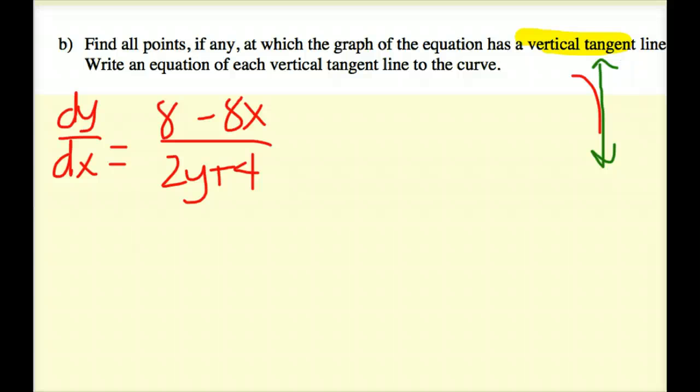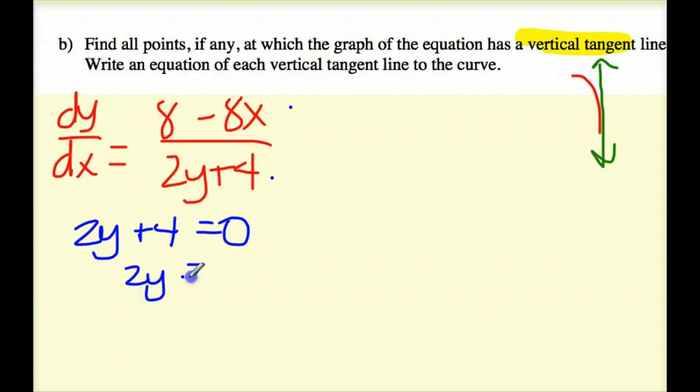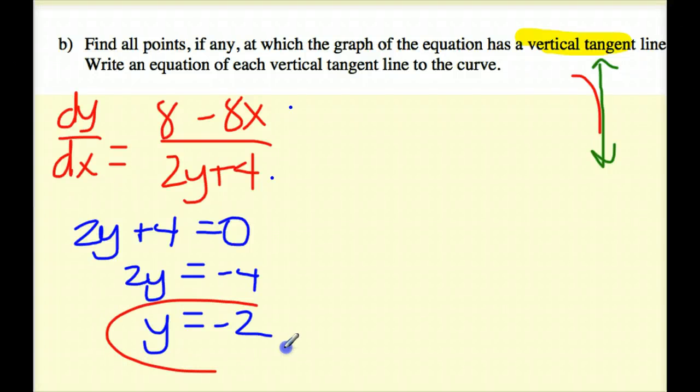Well, according to our last problem, I can't set the numerator equal to 0 because that gives me a horizontal tangent line. So where's the only other place I can set this equal to 0? Good, the bottom, so the denominator. So I'm going to set 2y plus 4 equal to 0. I solve for y. I get 2y equals negative 4, and that gives me y is equal to negative 2. Once again, I need to make sure this works out, so I need to plug this y equals negative 2 into our original problem.